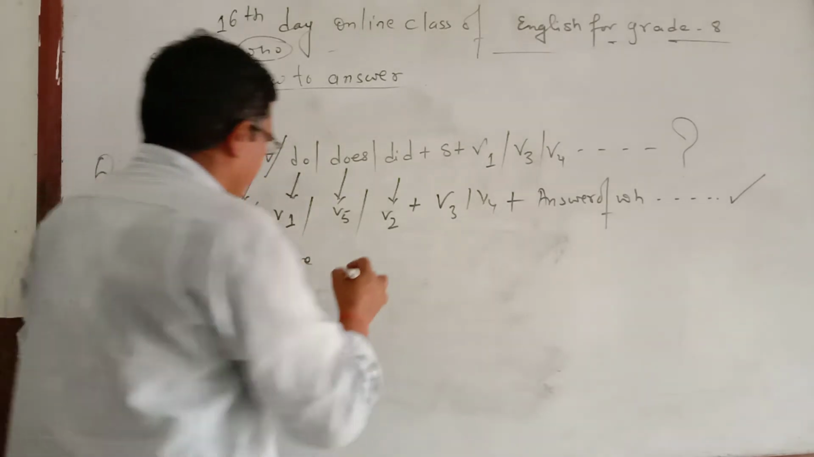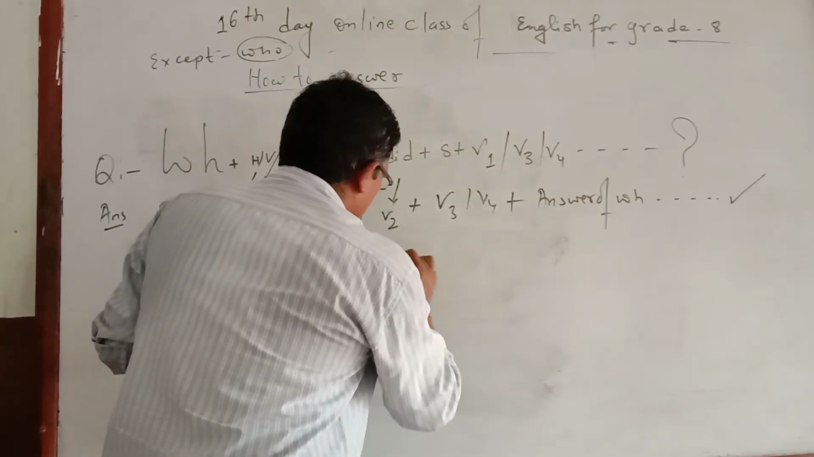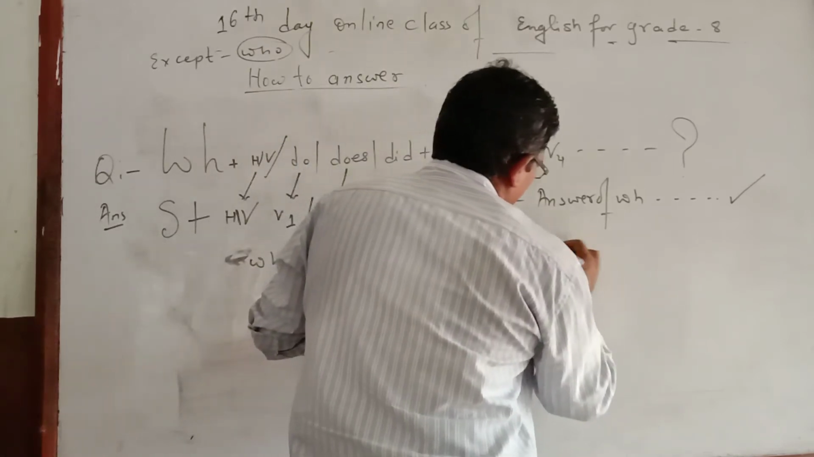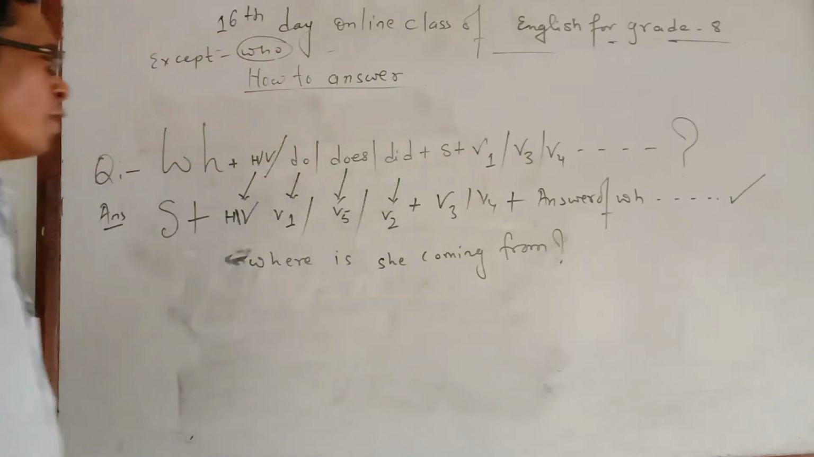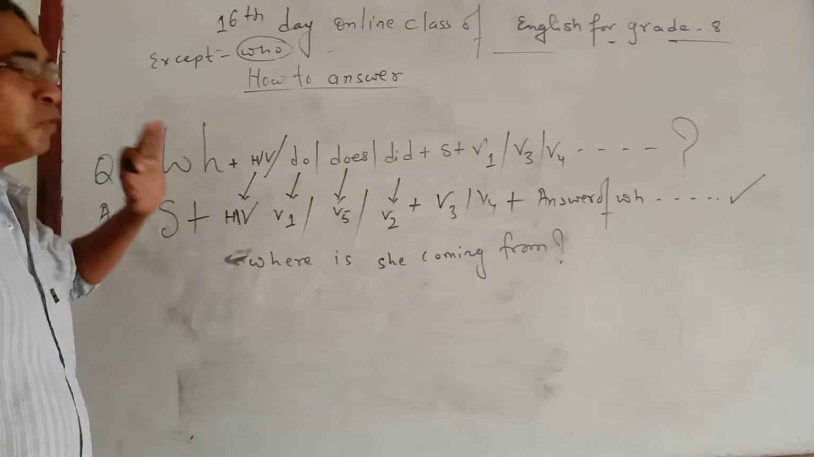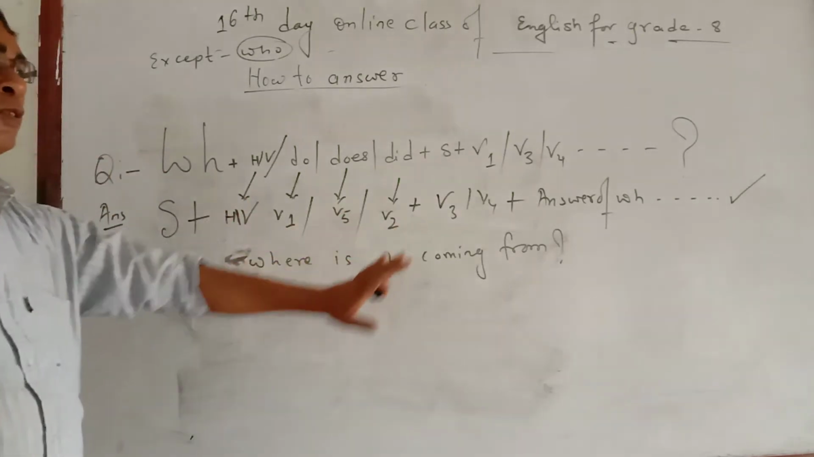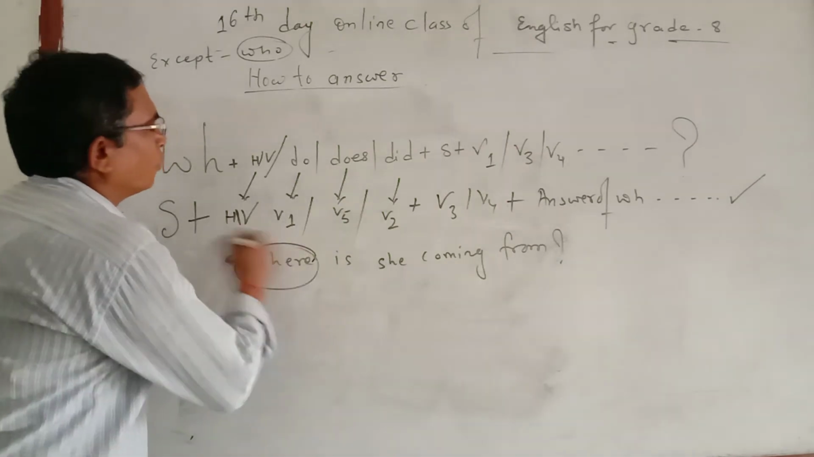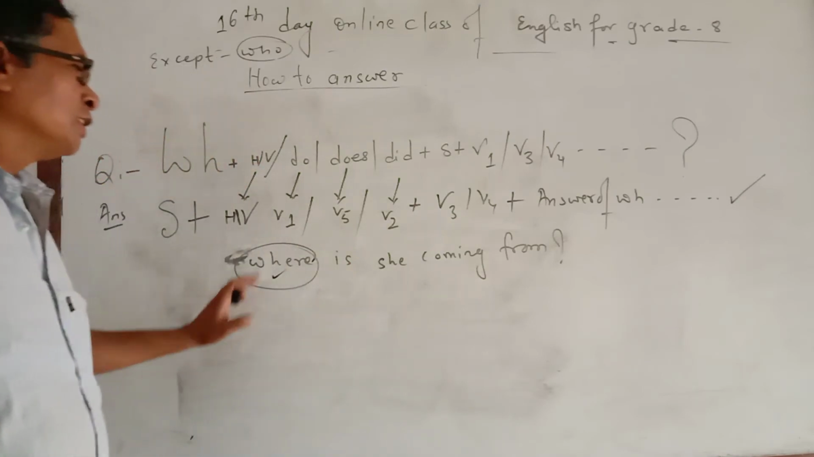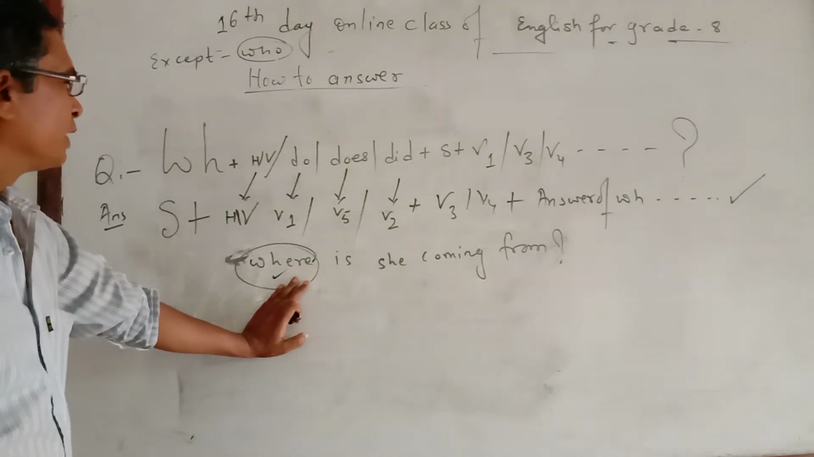Where is she coming from? This is the question. Where is she coming from? Before giving the answer, you be clear which WH is here and what may be the appropriate answer for the given WH. So the given WH is where. Where means kaha. Kaha means it needs the place name in the given question.